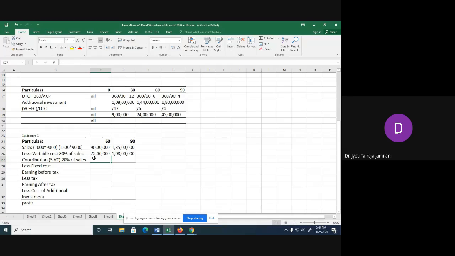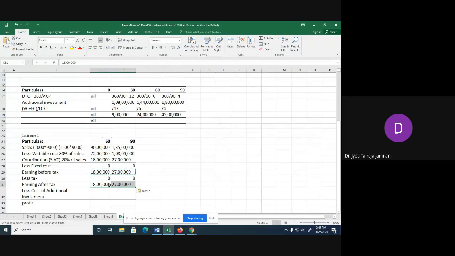Contribution, sales minus variable cost, if I do 90 lakh minus 72 lakh, 18 lakh is contribution for 60 days and 27 lakh is contribution for 90 days. Fixed cost is not given in the problem, so we take it as 0. Then we get earning before tax. Tax is 0 again. So if you minus 0, you will get the earning after tax.